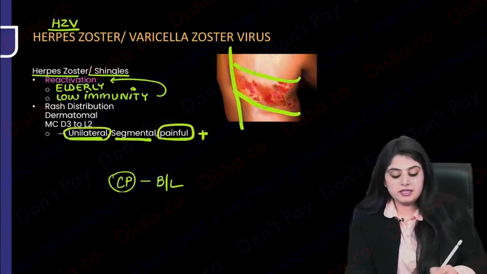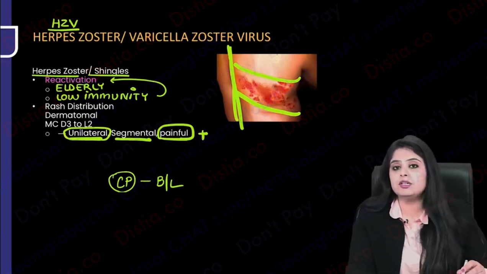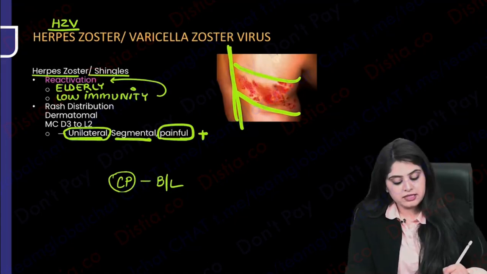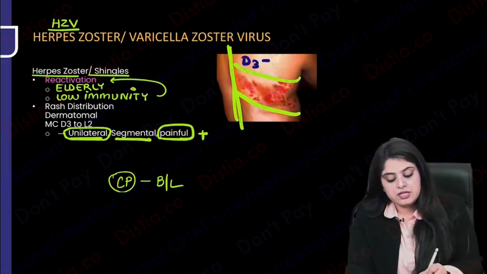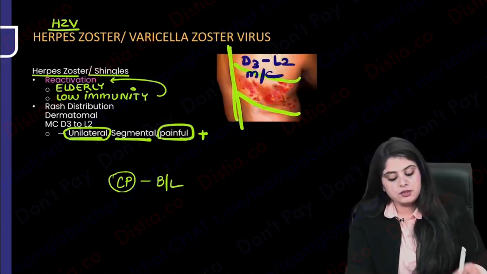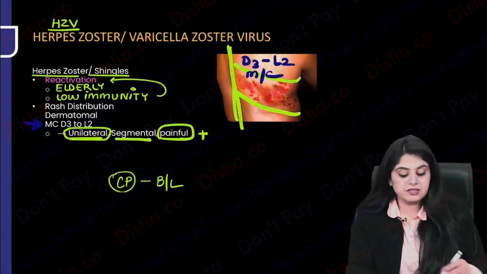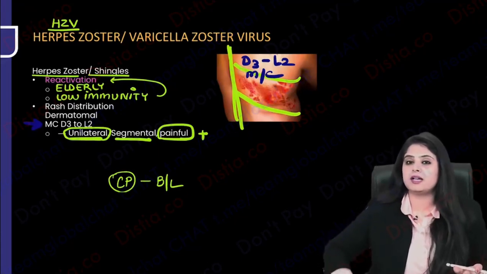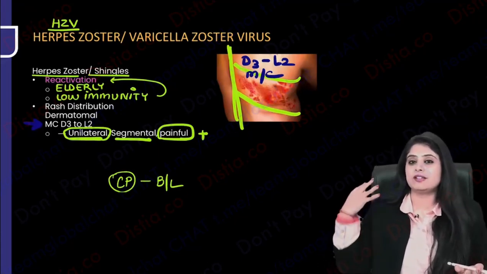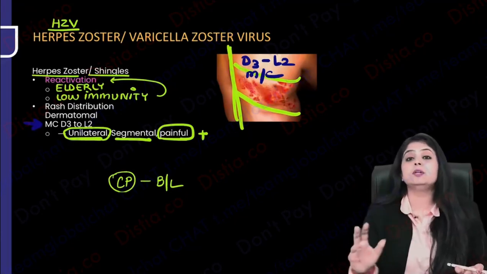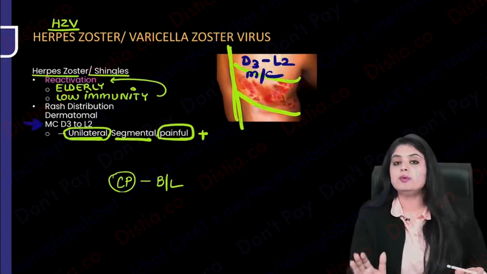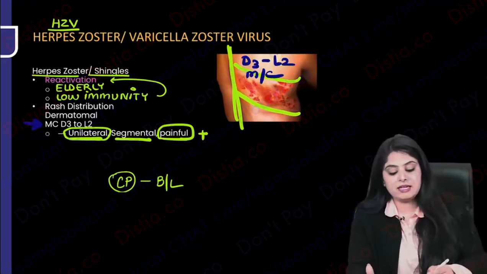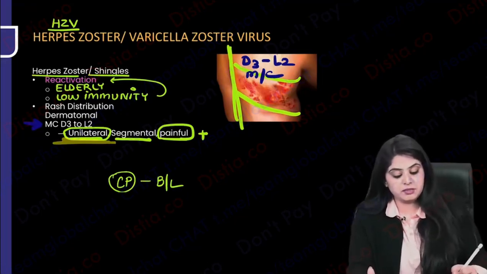But why is it segmental? It is segmental because it has a dermatomal distribution. Please note that D3 to L2 are the most common dermatomes that you need to consider. So why is it occurring only in segments? They will always say one part of the lower back, unilateral lower back, or unilateral thoracic back. So basically one segment, one dermatome is affected. So D3 to L2 is the most common dermatome affected, and it is unilateral. Please mat bhulna. It is very, very important.